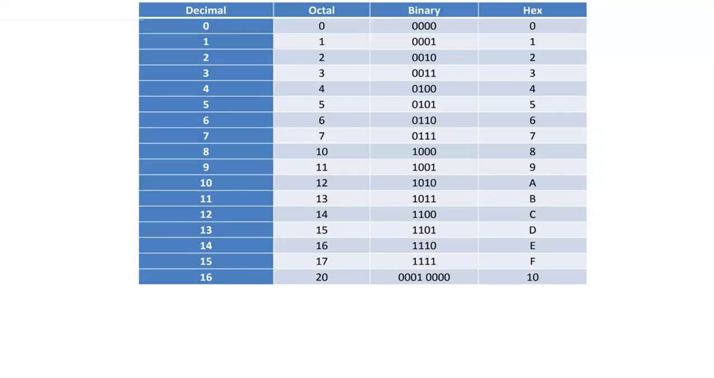If we look at this chart, it gives us a good example of the relationship between decimal numbers, octal numbers, binary numbers, and hexadecimal numbers. Really the only thing that happens when we are converting these is we're changing the base. Typically, as I said in the last video, the base is base 10. That's the numbers we're used to using.